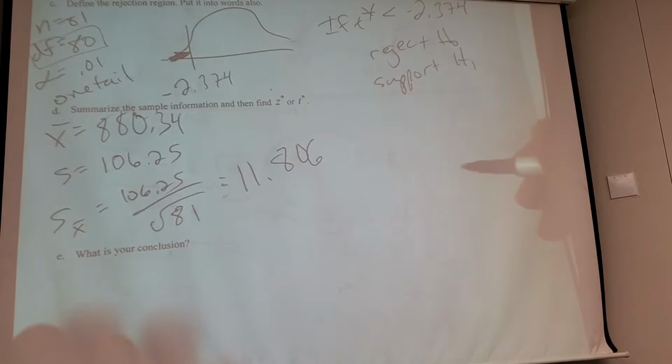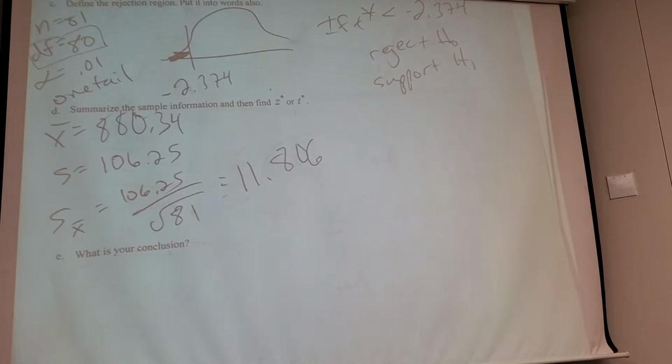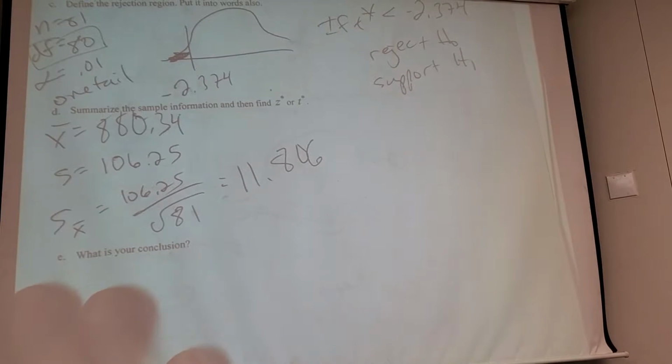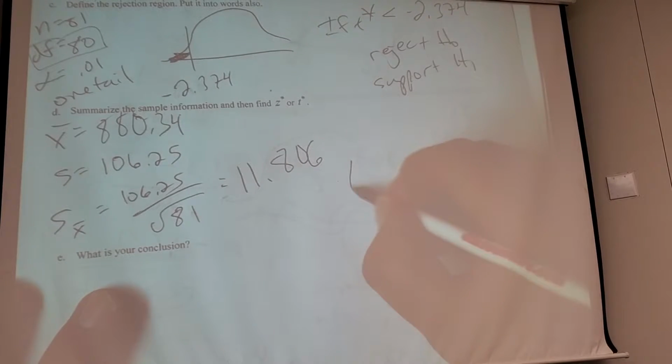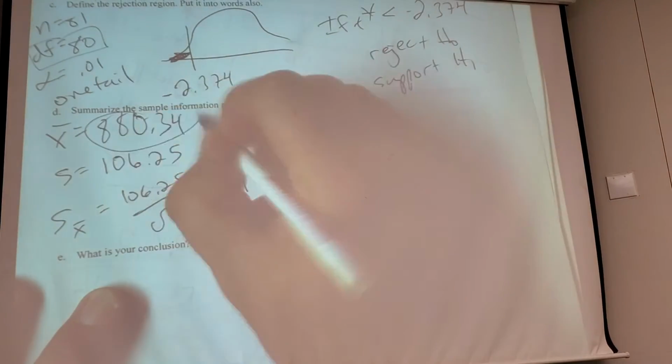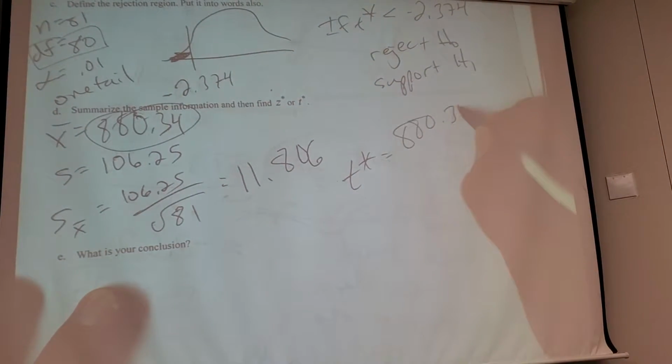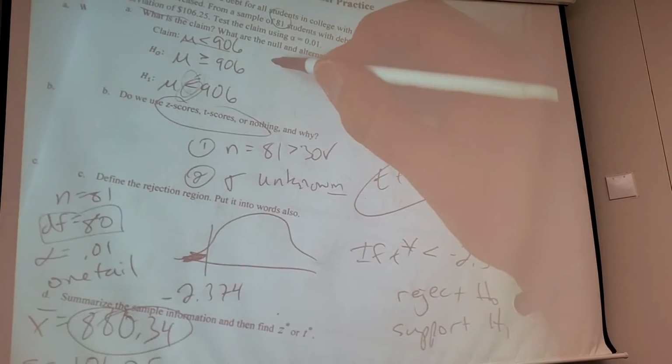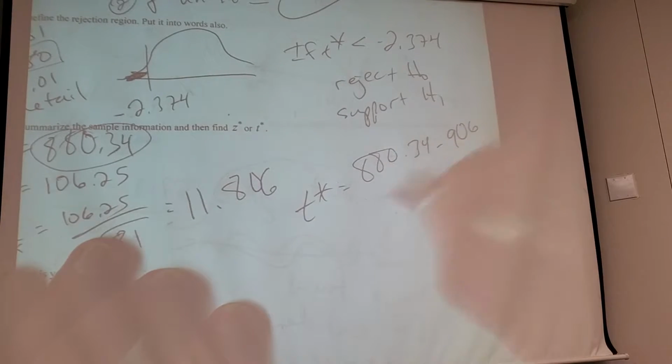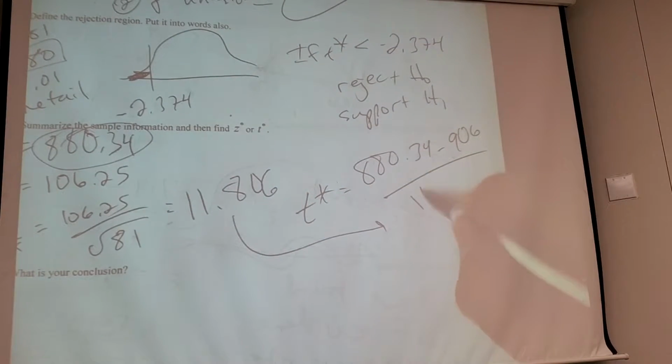Now this formula for t is the same as for z, because they really are fundamentally the same thing. They measure how far away from the mean. So t star will be my data, 880.34, minus the supposed middle, 906, divided by the spread we just figured out.